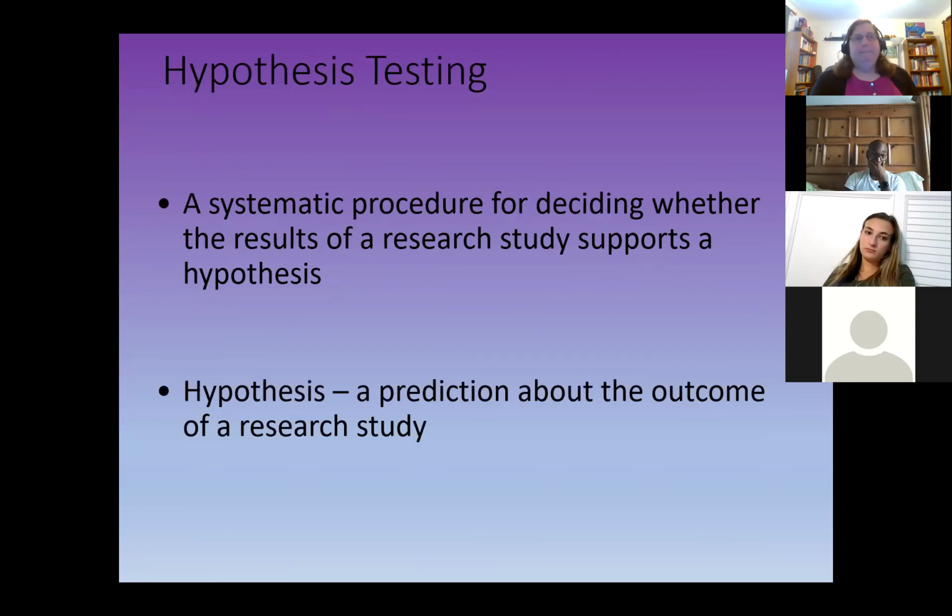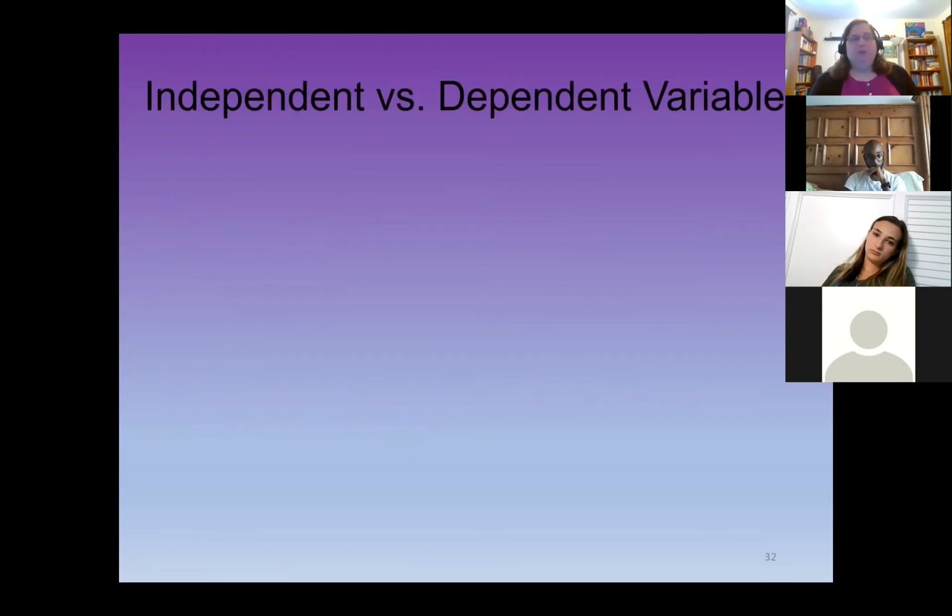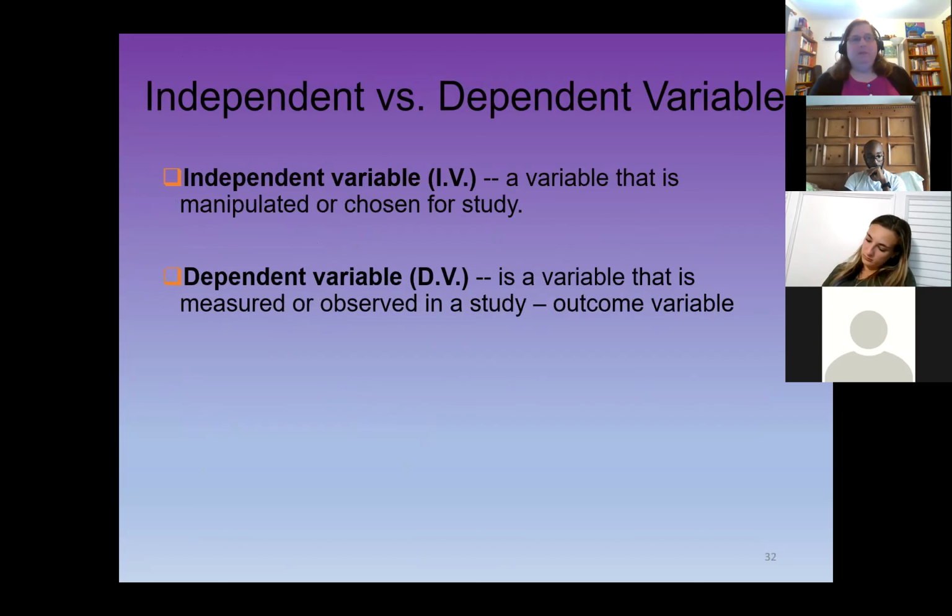Now, hypothesis testing is a systematic procedure for deciding whether the results of a research study support a hypothesis. A hypothesis is simply a prediction about the outcome of a research study, right? So what we're basically saying here is that we're going to have these steps that we're going to take to show whether or not we can reject or not reject our null hypothesis. That's what we're going to get to. Before we get there, let's talk a little bit about independent and dependent variables.